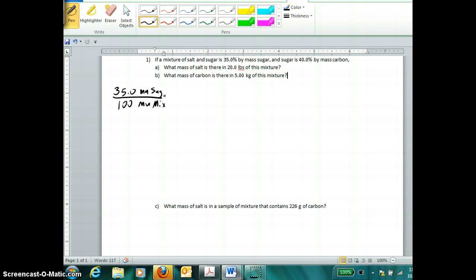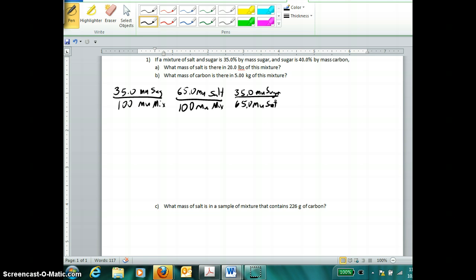But since I know the other thing in the mixture, there are two other implied ratios. One is the other 65 mass units have to be the other substance, salt. And so there must be 65 mass units of salt for every 100 mass units of this mix as well. And I can also, it might help in some problems, write the part to other part ratio. There must be 35 mass units of sugar for every 65 mass units of salt.